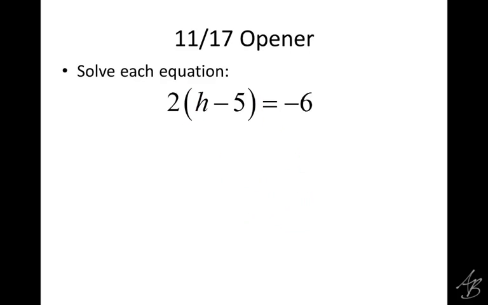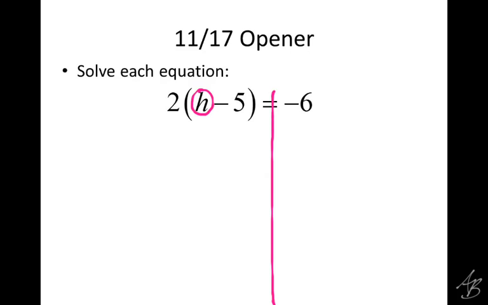One more equation here. This one, I want to get the h by itself. And I need to draw my line of equality. So there's 2 things I need to get rid of, the 2 and the negative 5. Which one of those 2 things should I get rid of first? The 2, okay.